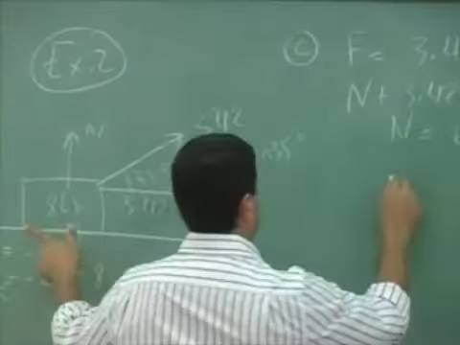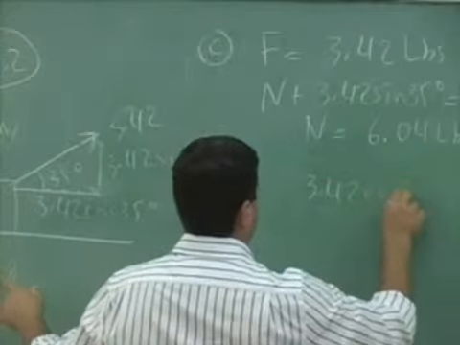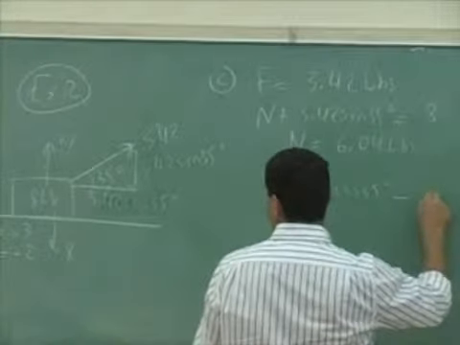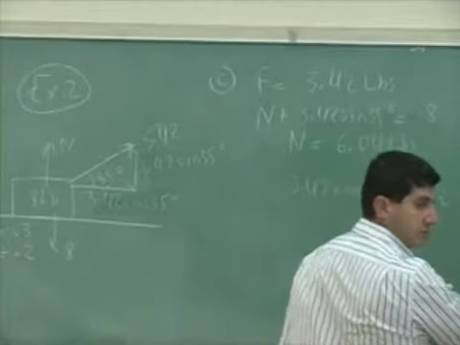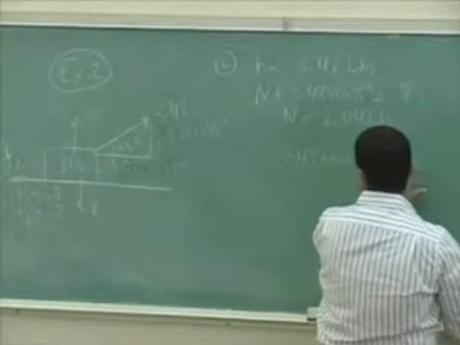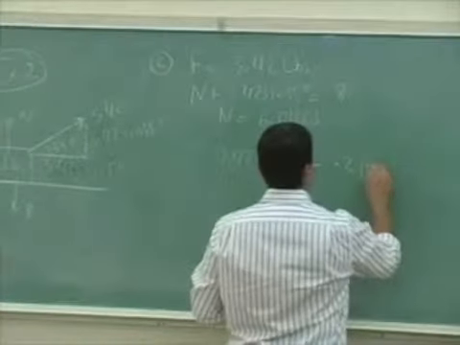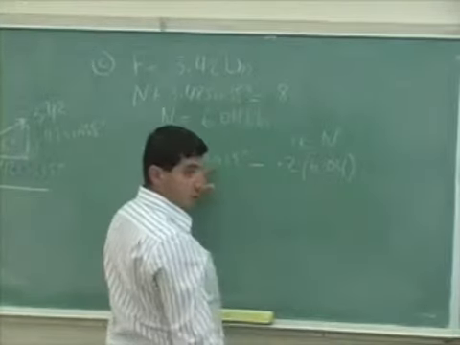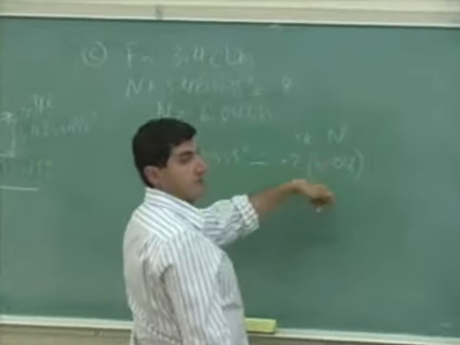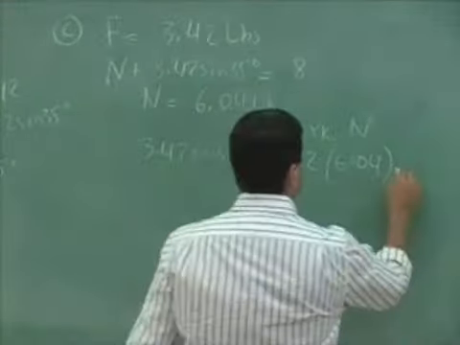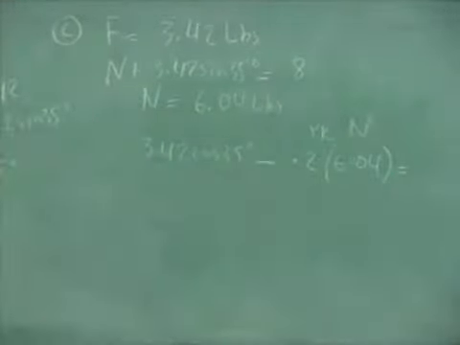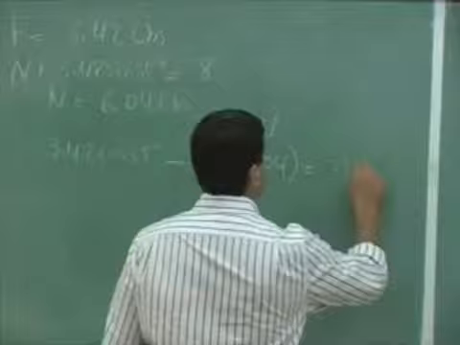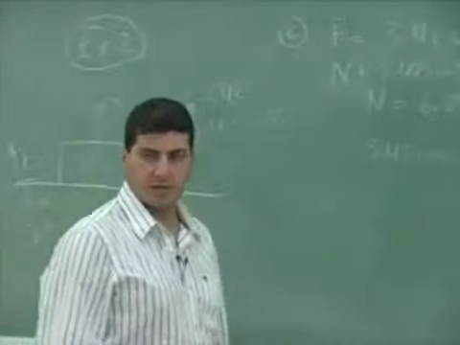And now, to calculate the acceleration, you take the 3.42 cosine of 35, minus the mu k, which is 0.2 times n, right? 3.42 cos 35 minus mu k, which is 0.2 times n, which is 6.04. So this is mu kn. So the horizontal component of the force that you're pulling minus the horizontal force that the friction is opposing is equal to the mass of the block, which is 8 pounds, a quarter slug, right? So quarter slug times A. That's how you get the A.